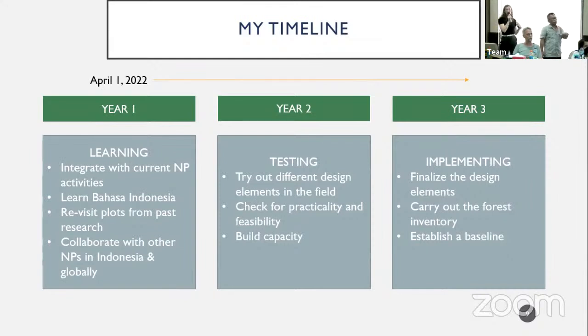So if you remember, my topic is quite broad. So, you know, establishing a permanent monitoring system for the national park. I think that this is a process, and this is the output of year 3. And everything that happens before that is learning from you, working together, and trying out different options, just having fun with it, because I think that's what it should all be about. So to go into a bit more detail about what I plan for each of these activities, year 1 is going to be focusing on integrating with the current national park activities.